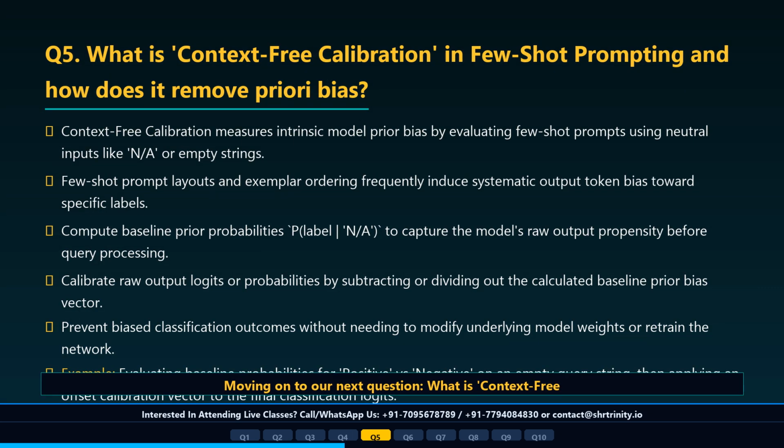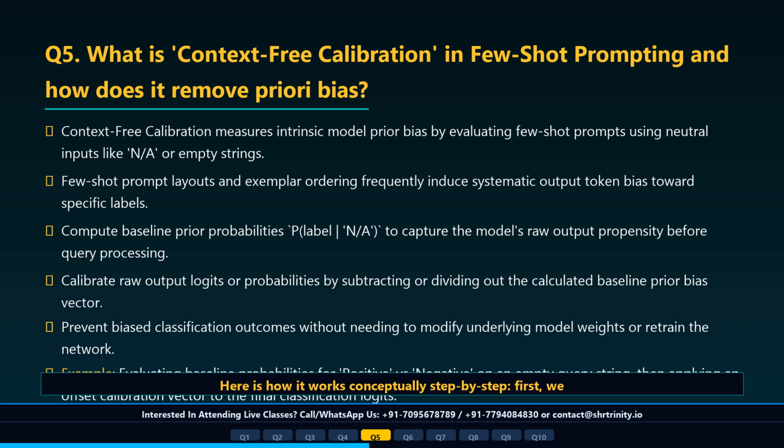Moving on to our next question, what is context-free calibration in few-shot prompting and how does it remove prior bias? In few-shot classification tasks, large language models frequently exhibit statistical bias driven by prompt formatting, label ordering, or exemplar selection. For example, if your prompt happens to put positive as the last example, the model might inherently favor predicting positive regardless of the actual user query. To eliminate this baseline prior bias, we use a technique called context-free calibration.